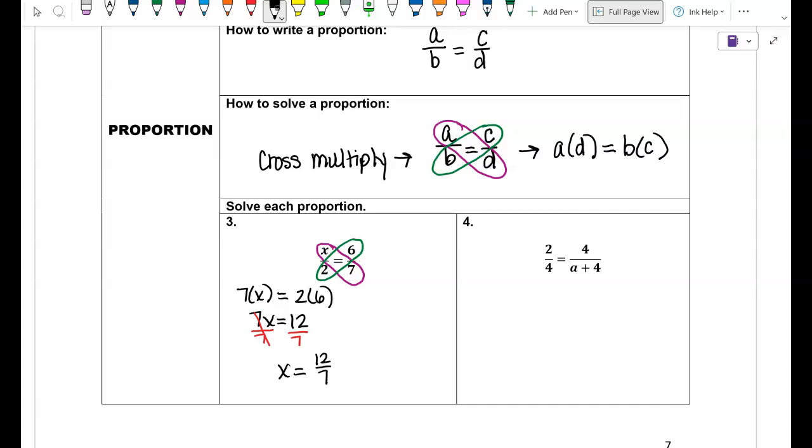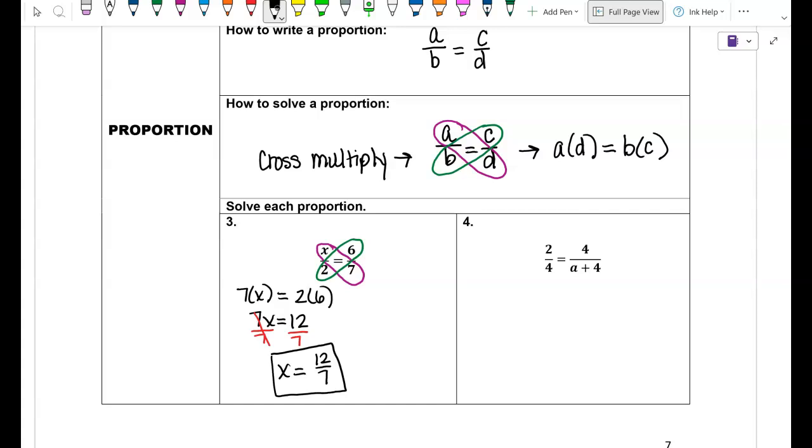7 is a prime number. It doesn't go into 12. So we would just leave our answer as 12 sevenths. It is okay. It doesn't always have to be a nice, pretty whole number. But we do need to make sure that we are reducing whenever possible.